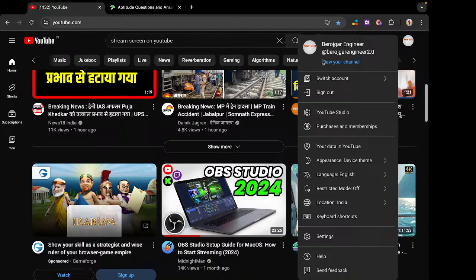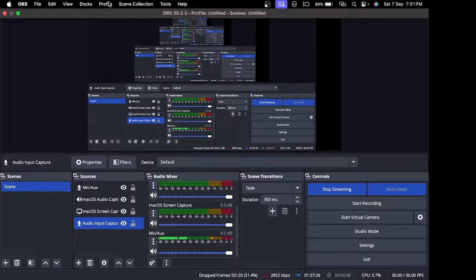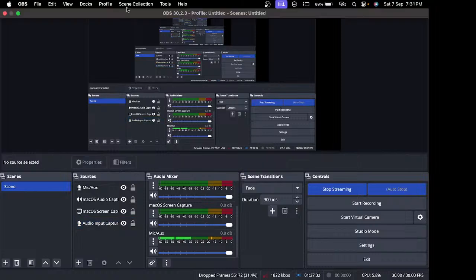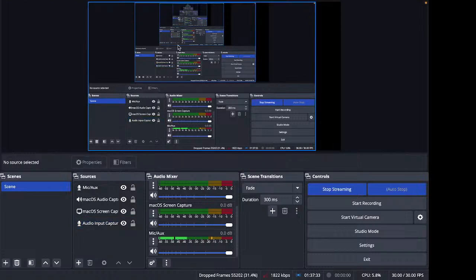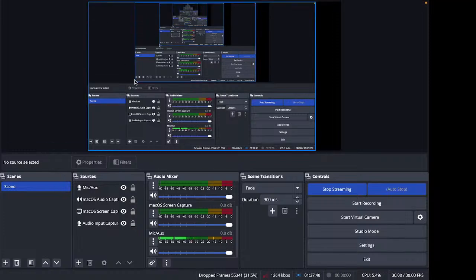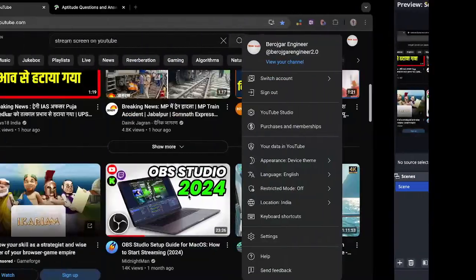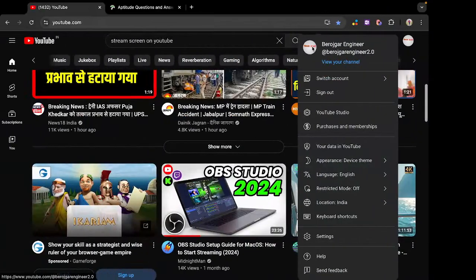Let me see, is there any other control panel? Studio mode, transition, can I see it?